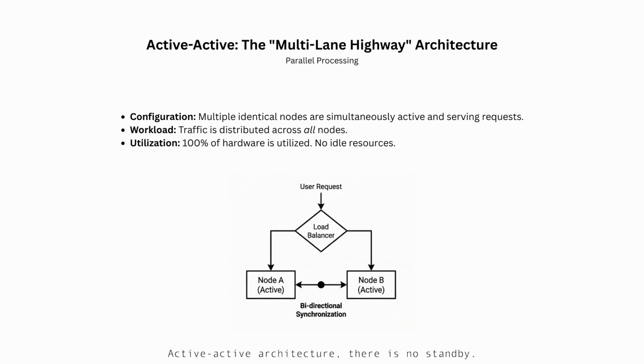Active-active architecture, there is no standby. Every node is hot. If you have two servers, both are taking traffic. This maximizes your hardware investment because you aren't paying for a server to sit idle. It's like a multi-lane highway. All the lanes are open, allowing for higher throughput.